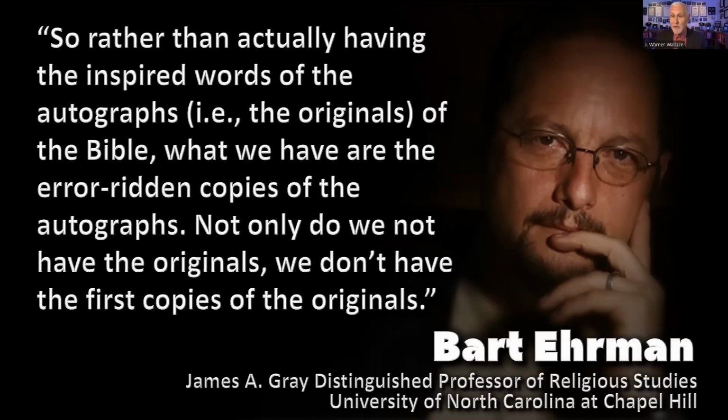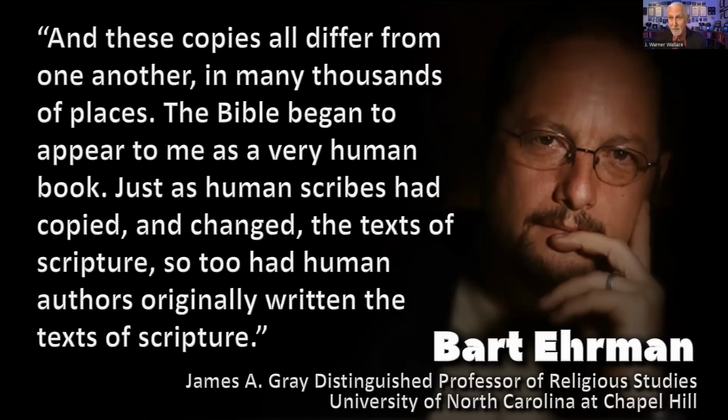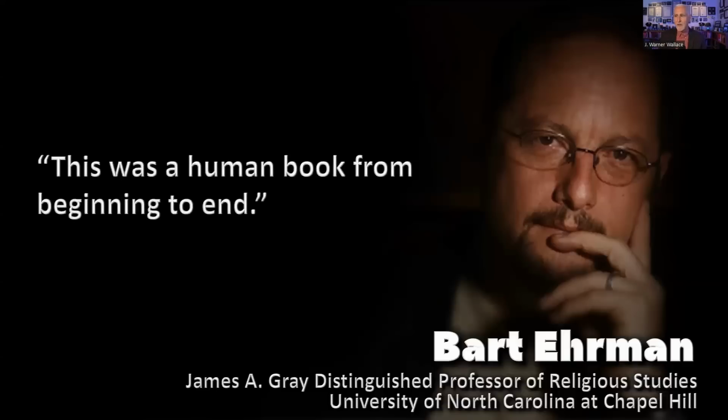Not only do we not have the originals, we don't have the first copies of the originals. We don't have the copies of the copies of the copies of the originals. What we have are copies made later, much later. In most instances, they are copies made many centuries later, and all those copies differ in many thousands of places. The Bible began, as he was studying it, to appear as a very human book. Just as human scribes had copied and changed the text of Scripture, so too had human authors originally written the text of Scripture. This thing is a human book from beginning to end.